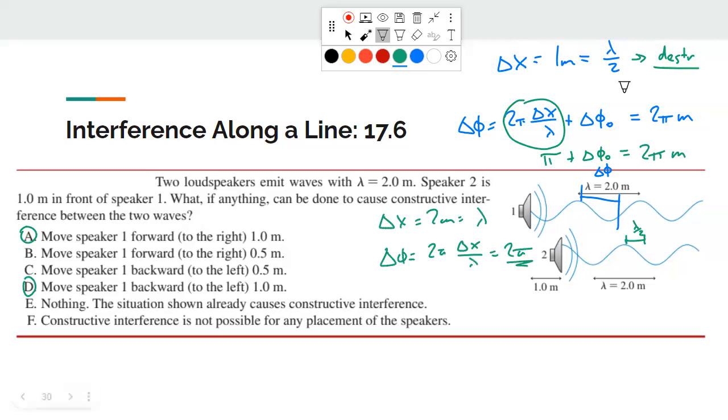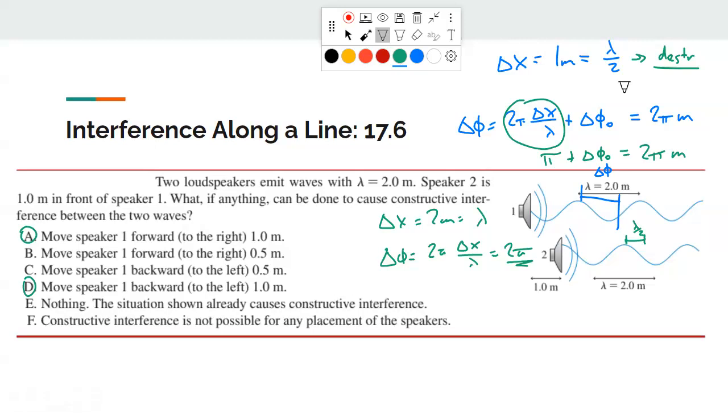And then we could ask, well, what happens if we move 1/2 meter either way? So if we move 1/2 meter back, our delta x would be lambda over 4. And so that would cause a pi over 2 phase difference, which wouldn't be good. And the other way, cause a 3 pi over 2 phase difference, which also wouldn't be good. And so I think the options here, A and D, would both cause constructive interference.